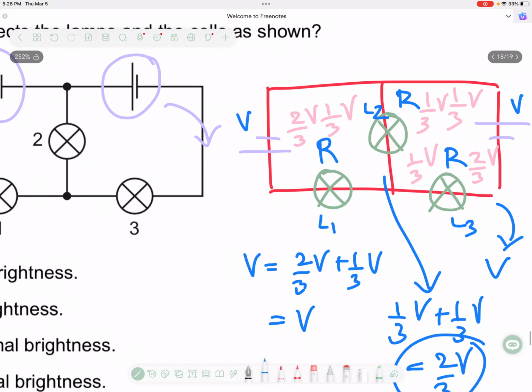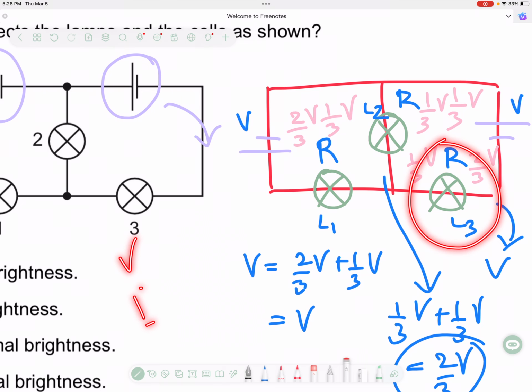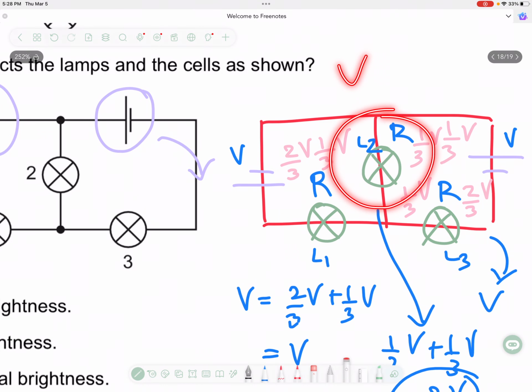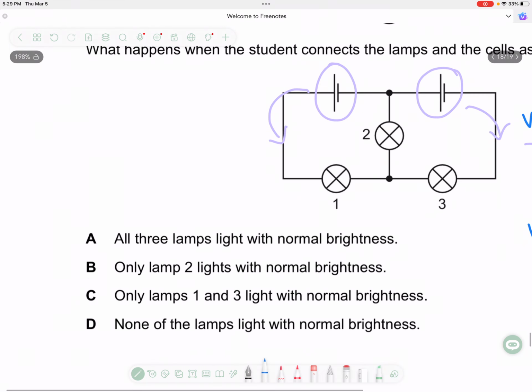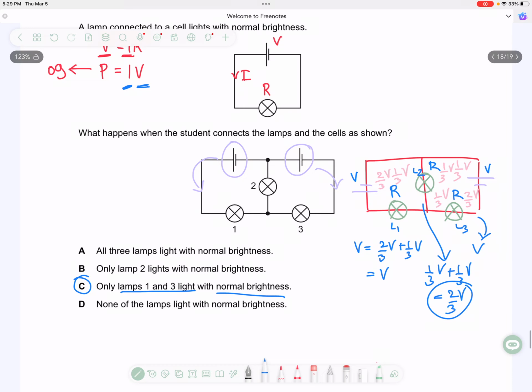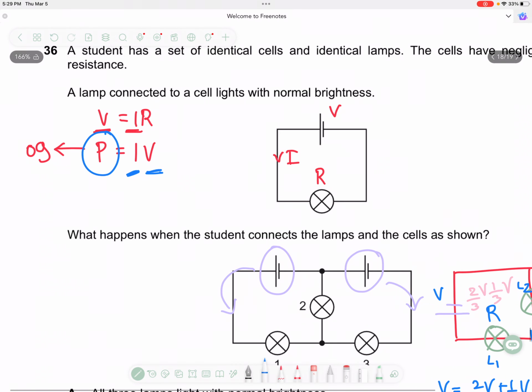So it is only lamp 1 that gets the full V and the full I, and it is lamp 3 which gets the full V and full I. But lamp 2 does not get the full V, it only gets 2 by 3 of V. That is why our answer is going to be C. Only lamp 1 and 3 light with normal brightness, which was the power over here. Okay.